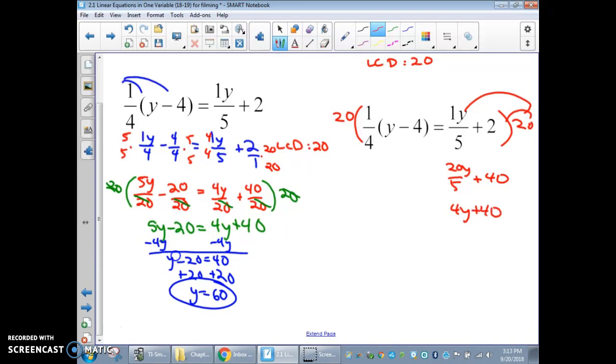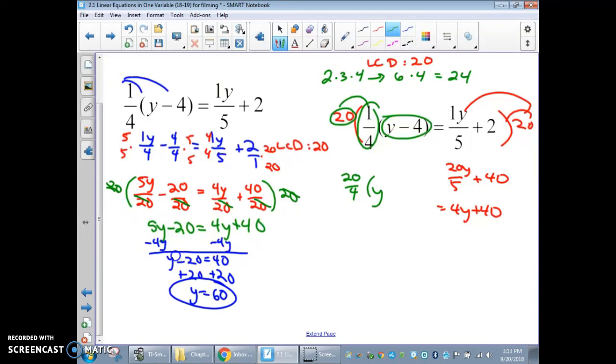That's pretty straightforward. On the left-hand side, it gets unique because we have 3 items that are getting multiplied together. Think of doing 2 times 3 times 4. In that scenario, you do 2 times 3, which is 6, then multiply by 4 to get 24. So in this scenario, I'm going to do 20 times 1/4 first, and so that gives me 20/4 times the quantity y minus 4.